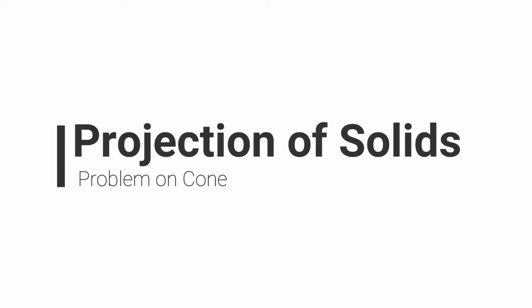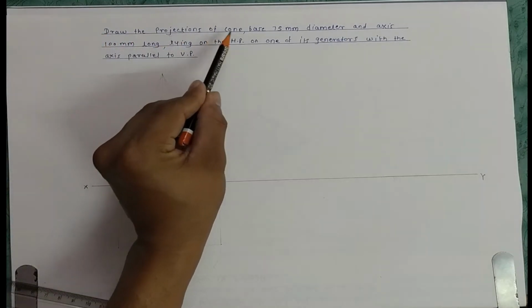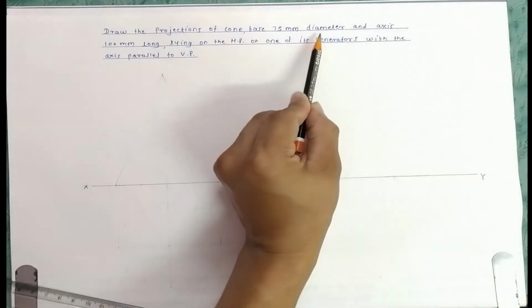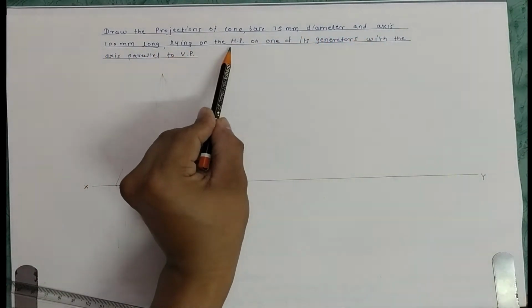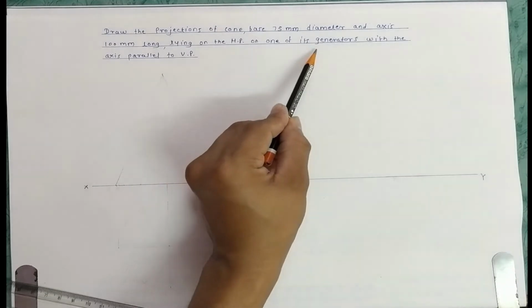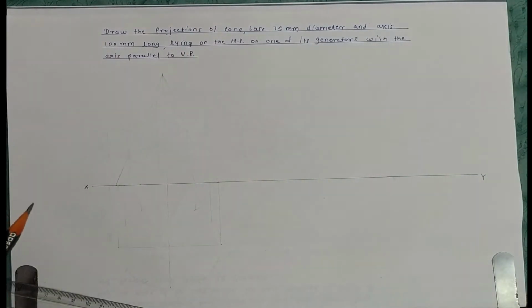Welcome to all. In this video, we solve a problem on cone. Let us see a problem. Draw the projection of a cone, base 75 mm diameter and axis 100 mm long, lying on the HP on one of its generators with axis parallel to VP.